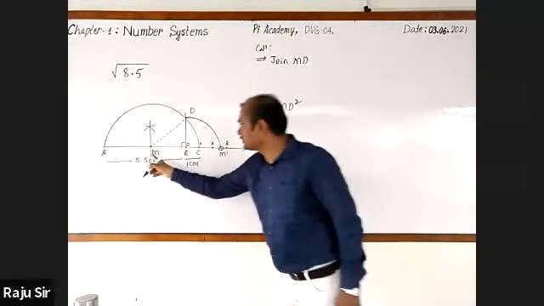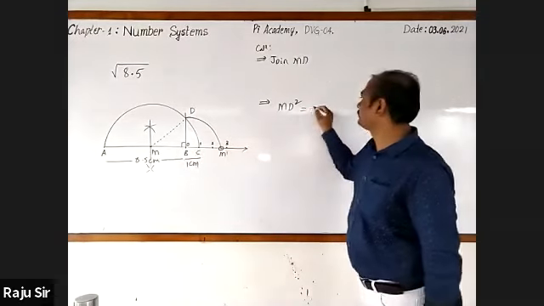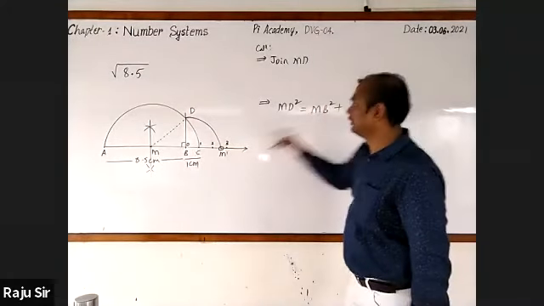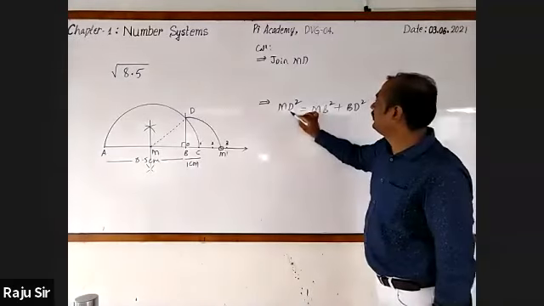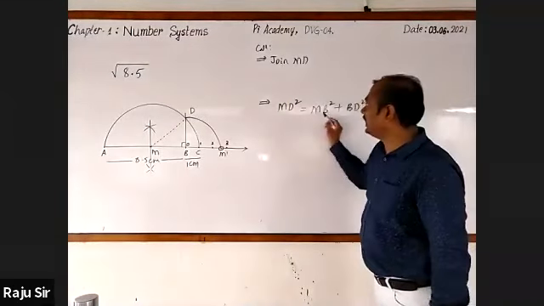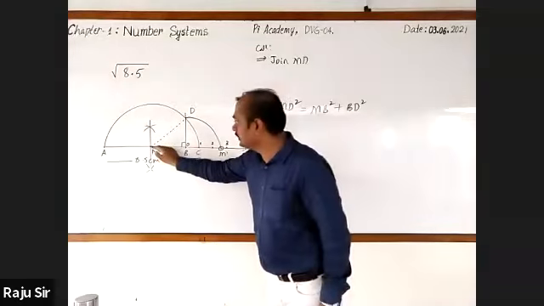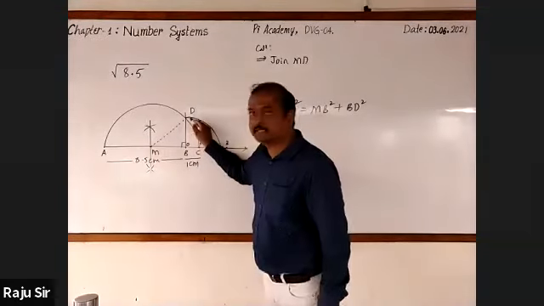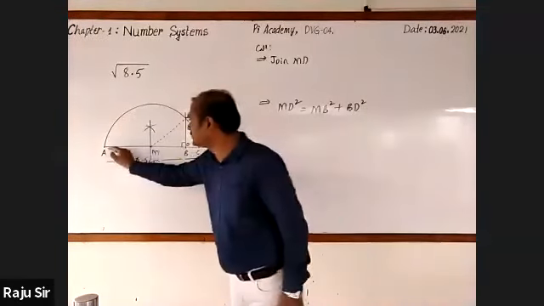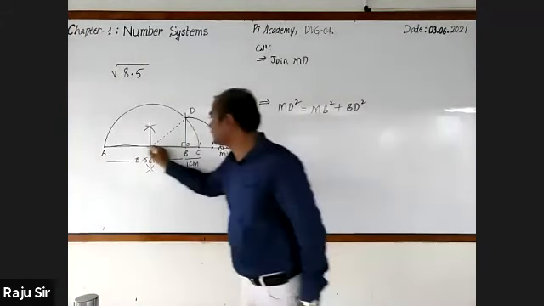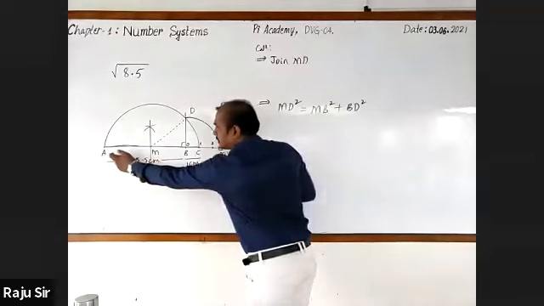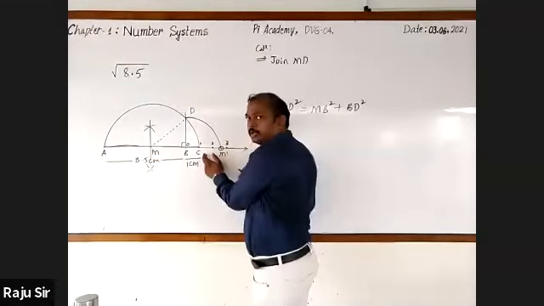MD square is equal to MB square plus BD square. But BD is unknown. To find out BD, you should know MD as well as MB. See that MD is the radius of the semicircle. Therefore, I take the diameter of the semicircle. Diameter of the semicircle is from A to C.